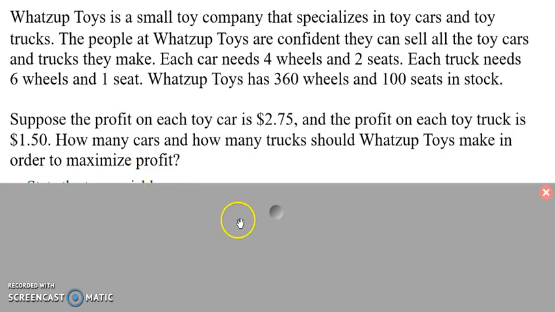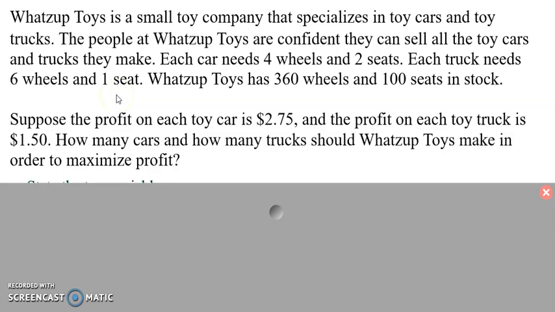In this video, we're going to look at another example of linear programming. In this case, we've got a toy company that makes cars and trucks. They're confident they can sell everything that they make, and each car needs 4 wheels and 2 seats, a truck needs 6 wheels and 1 seat, and they have 360 wheels and 100 seats in stock. We'll just say that this is their daily production.